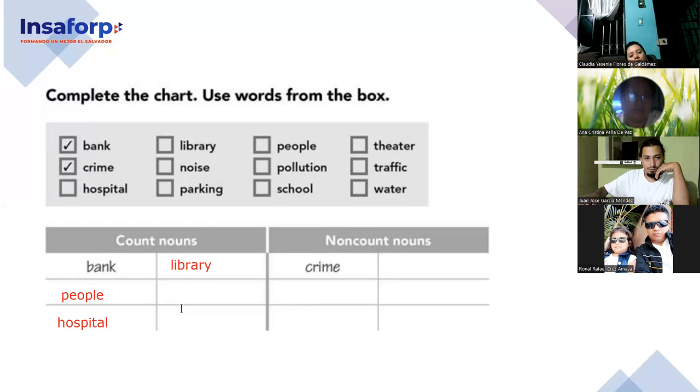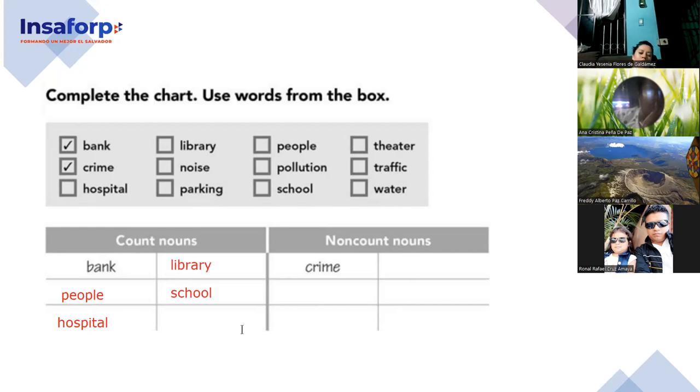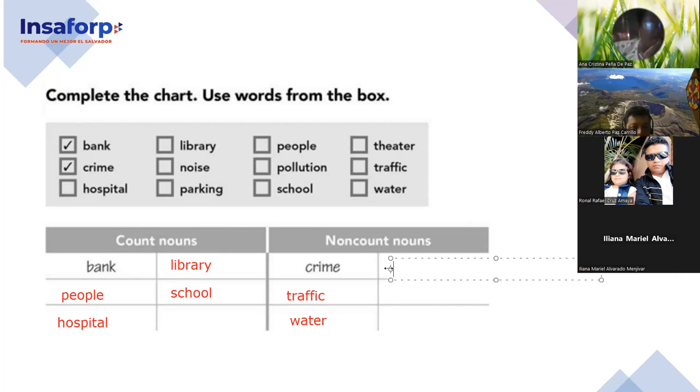What is that one? I don't see. Oh, it's school. Yeah, it's there. I'm sorry. Traffic. Oh, traffic is count noun or uncount noun? Traffic is uncount. Okay. So traffic goes here. Okay, what else do we have? Water, oh, is uncount. Water, exactly, right. So water, we need to put it in bottles or boxes so we can drink it. Excuse me? Pollution is uncount. Oh, pollution, okay, very good.